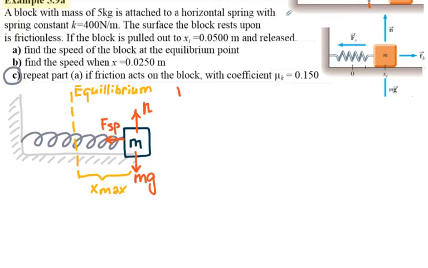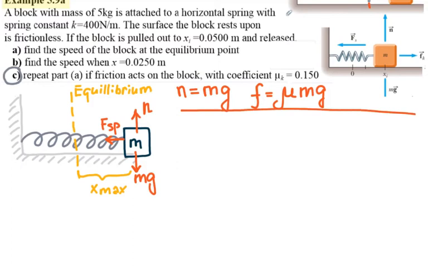And in this case, the normal force is equal to mg. They cancel each other. So the force of friction, let's call it the lowercase f, is mu times N, which is mu mg. So I have this. Now, let's talk about the energy in this case.